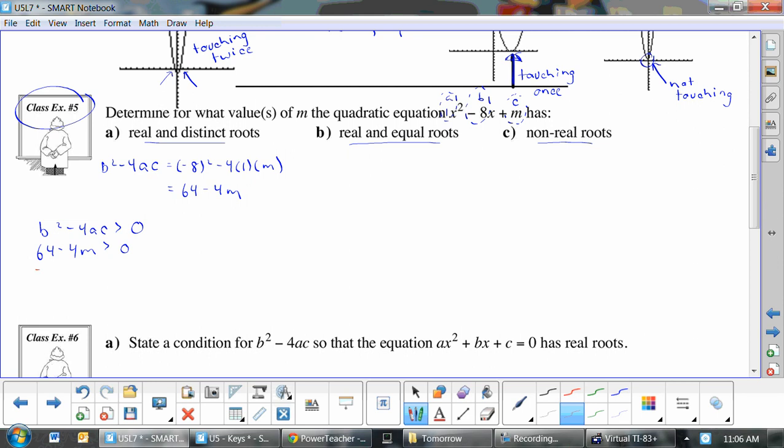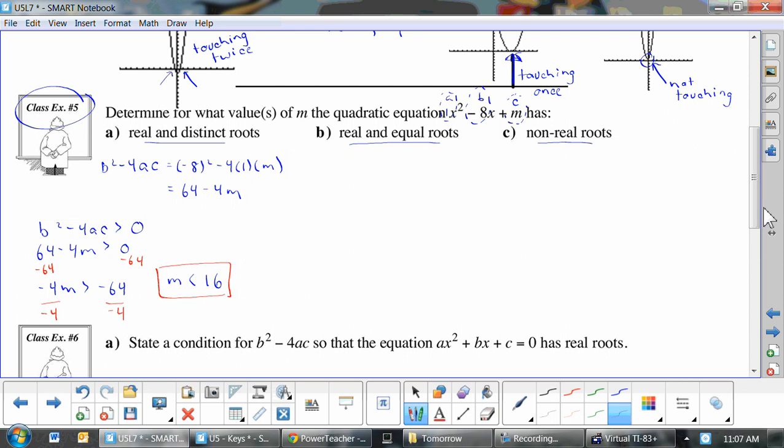So we subtract 64 from both sides, which gives us negative 4m is greater than negative 64. And then we divide by negative 4 on both sides. And what happens when we divide by a negative with an inequality? Exactly, it switches. Good work. So we get m must be less than 16. So anytime that m is less than 16, we know that we get two different roots and that we actually get roots.